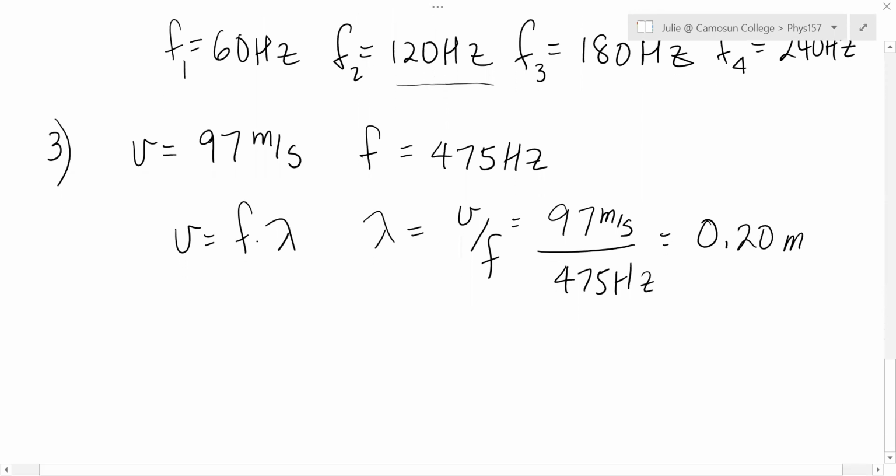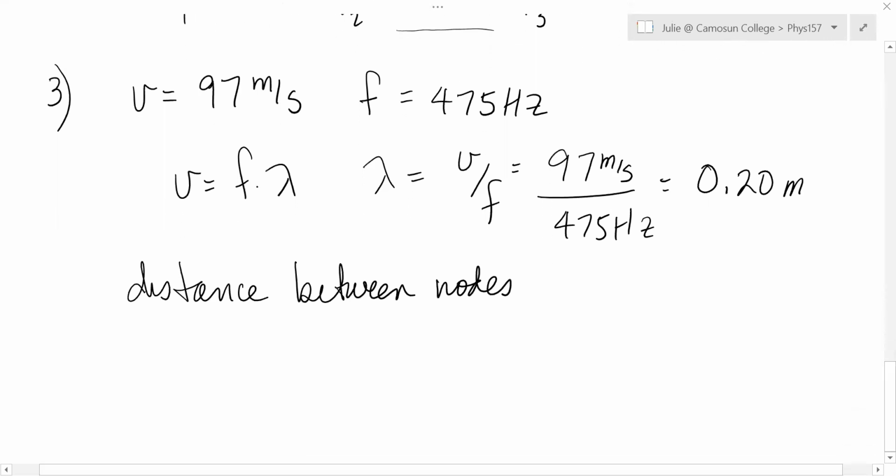Okay, and no matter what pattern it is, the distance between nodes is half that. So it all depends how long the string is for how many nodes that we have here. But in this case, distance between nodes is lambda over 2. And so that would be 0.10 meters.